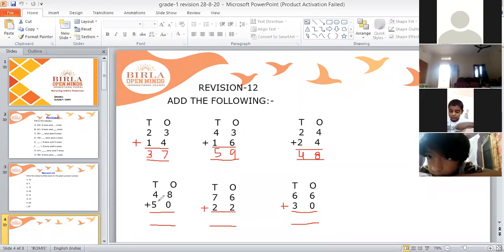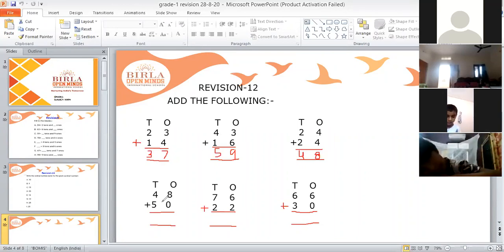The question I am asking. 48. Yes, 48, ma'am. Then 5, 0. Wrong. 5 is 50. So this is 48 plus 50. Yeah, this is how you should read the question.